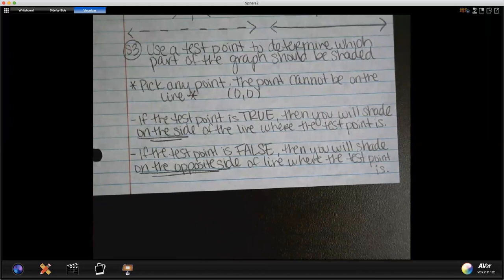Now, this part is a little confusing. Obviously, we'll get to it when we're doing the examples, but I can't simply say shade left, shade right, because our lines could be horizontal, vertical, or diagonal, to the left or to the right. So make sure you have this written down, and then we're going to go to our graph paper and practice this concept.